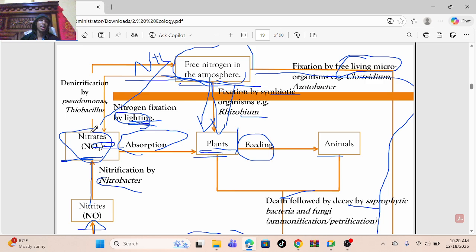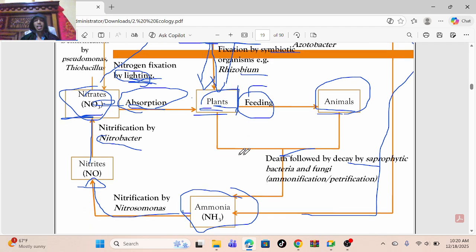Ikikuwa nitrate pia, ina absorbiwa by plant. So this process is known as absorption. So it will be absorbed by the plant. So plant itakuwa feeded by animals. So animals will feed the plant, and then when animal and the plant die, they will be followed by the decay. Saprophytic bacteria are also known as ammonification. Ammonification.